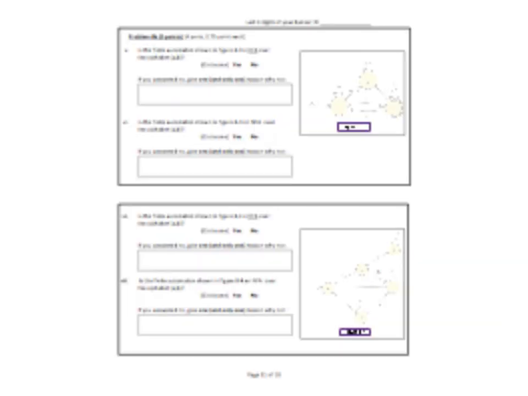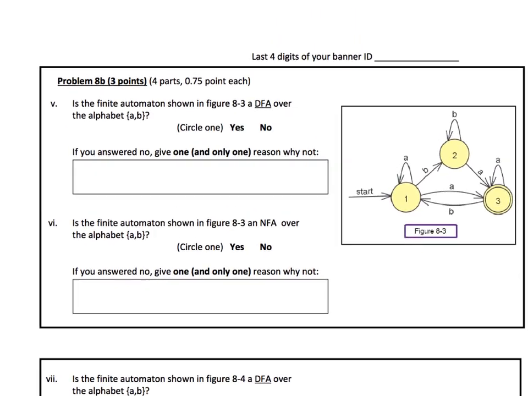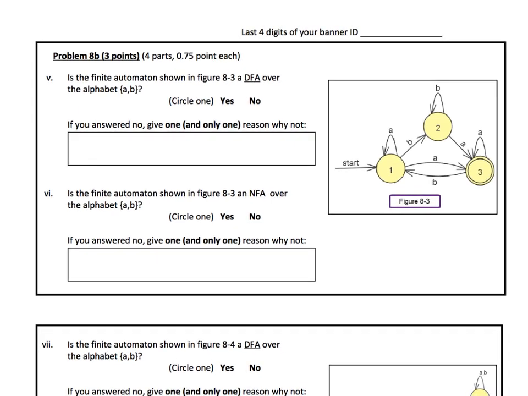Here's another two very similar problems. Is this a DFA over the alphabet A, B? We have to see whether everybody has an A and a B out. 1 has an A and a B out. 2 has a B and an A out. 3 has an A and a B out. Uh-oh, look at that. 1 actually has two A out transitions, right? So there's this one and this one, and you can't have two, so no.